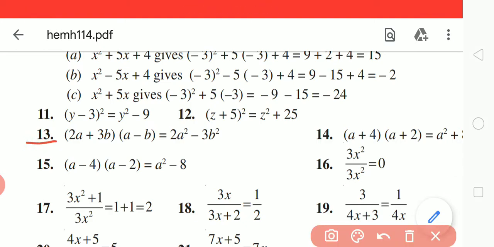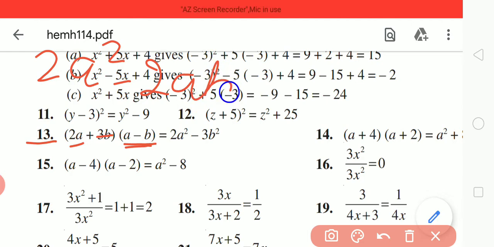(2a plus 3b) multiplied by (a minus b). This can never be solved by any identity, because 2a plus 3b and a minus b are different terms. So you can multiply 2a with the whole bracket (a minus b), then 3b with the whole bracket (a minus b). So let us multiply 2a with (a minus b). You will get 2a square minus 2ab. Now multiply plus 3b with (a minus b). You will get 3ab minus 3b square.